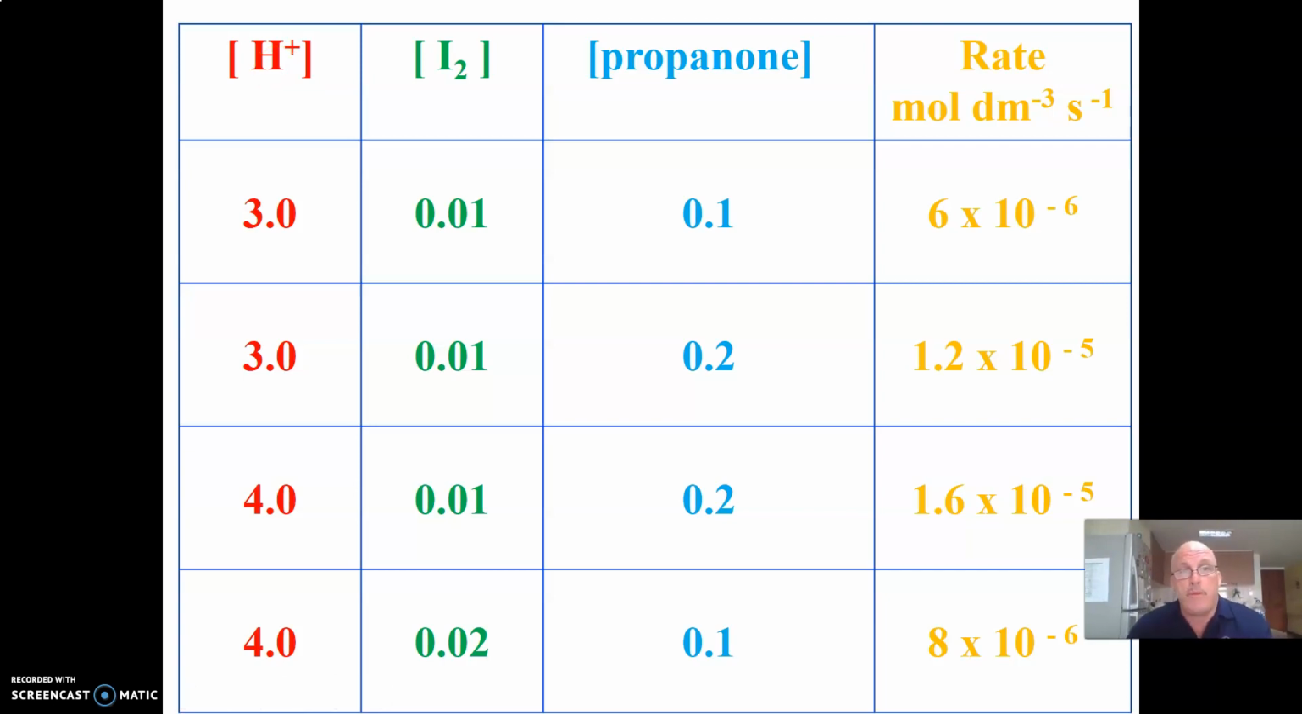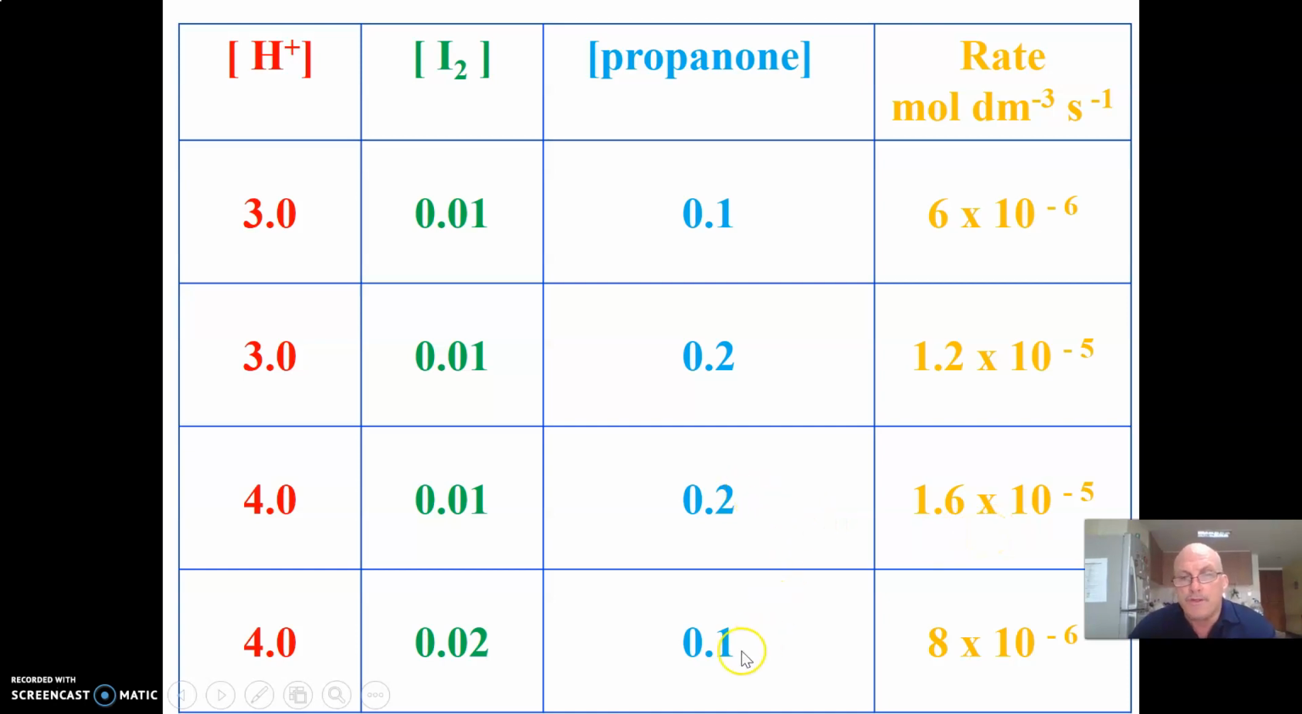Now, you can see that we don't have a clean comparison here. This is iodine changing, but this stays the same, but this is changing as well. So it might look a bit awkward, but we already know it's first order with respect to propanone. So that helps. We can ignore this because it's not changing. This is doubling, that's halving, and the rate is halving. This number here, be careful, this number is half of that number.